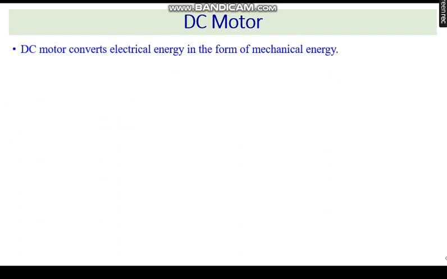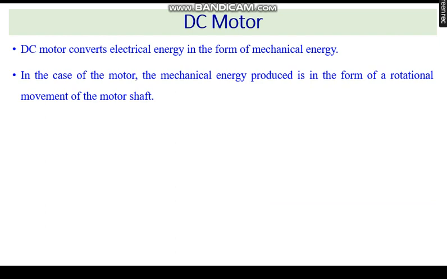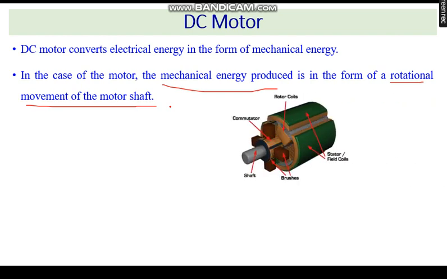We'll see first what is a DC motor. The motor converts electrical energy into mechanical energy. In the case of a motor, the mechanical energy produced is in the form of rotational movement of the motor shaft. The part which rotates is called the shaft. You can see the animation here. This center part is called the shaft. This is the rotating part, and the thing which is not rotating is called the stator.